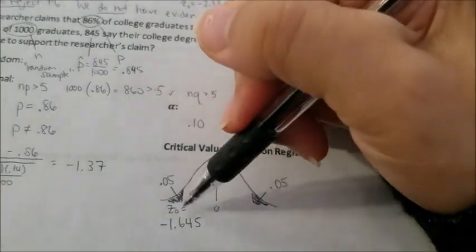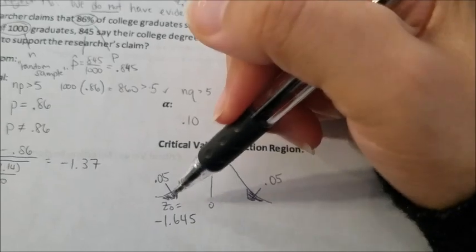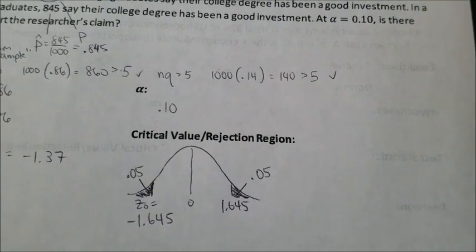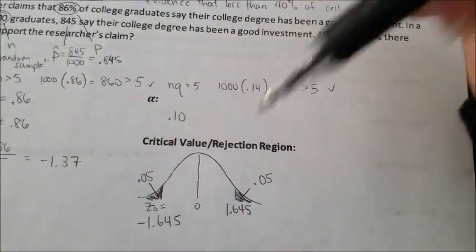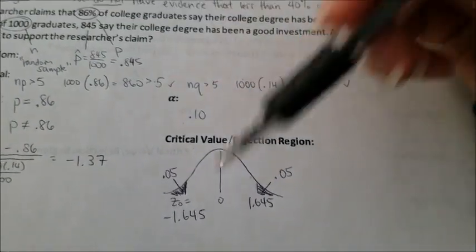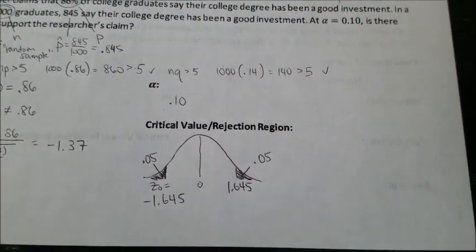Okay, so this side, since we have a negative, the two sides should be exactly the same number. So that means this side's going to be positive 1.645. So remember, every single time you shade both sides, it's going to be the same z0, just one's positive, one's negative. And the negative is also always on the left side.